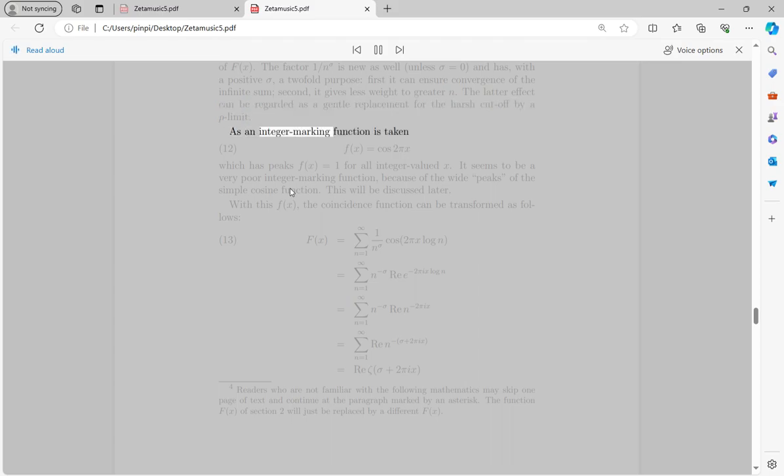As an integer marking function, f(x) equals cos(2πx) is taken, which has peaks f(x) equals 1 for all integer valued x. It seems to be a very poor integer marking function because of the wide peaks of the simple cosine function. This will be discussed later. With this f(x), the coincidence function can be transformed as follows.